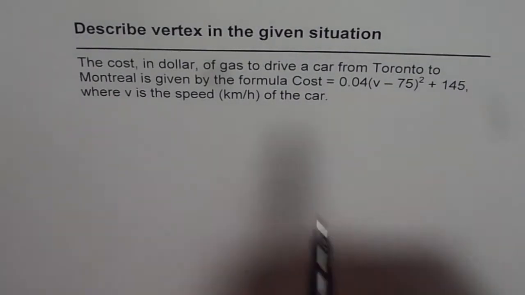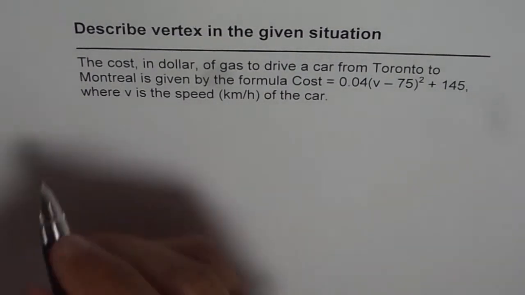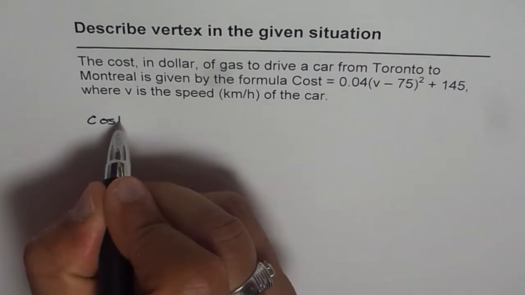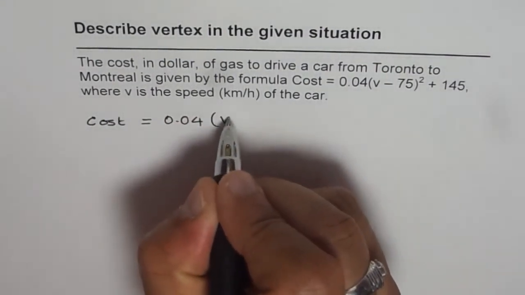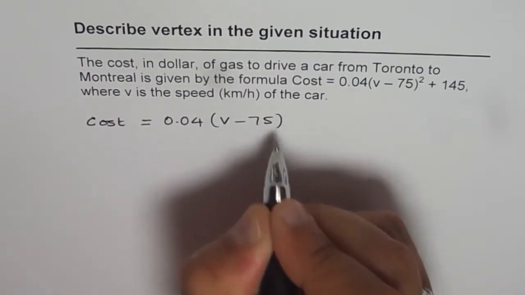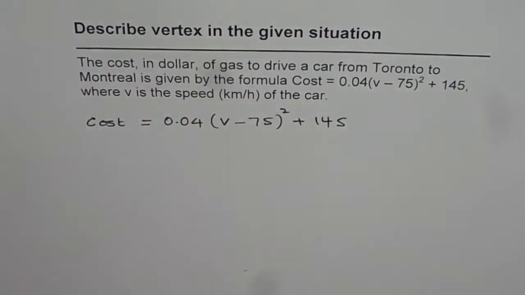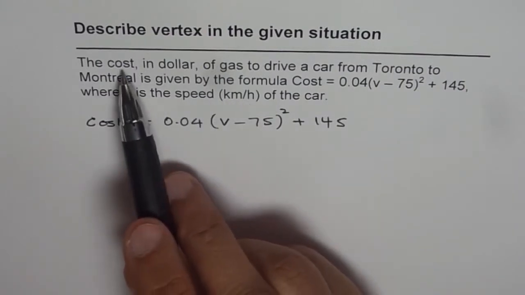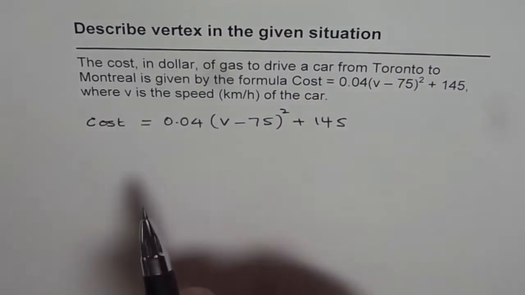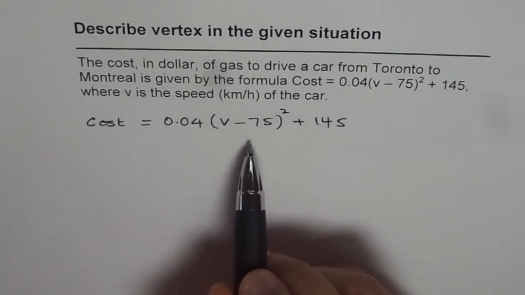Now we need to describe in this formula, let's rewrite the formula first, which says cost equals 0.04 (V minus 75) square plus 145. Here V is in kilometers per hour and cost C is given in dollars. So we need to describe here what vertex implies. What is the significance of vertex here?